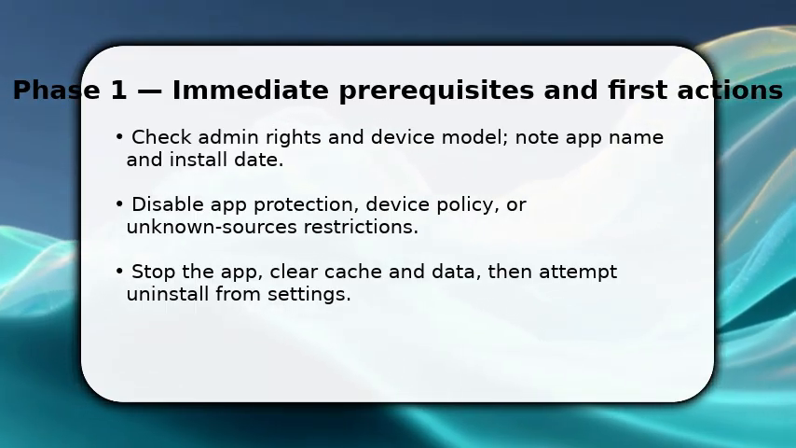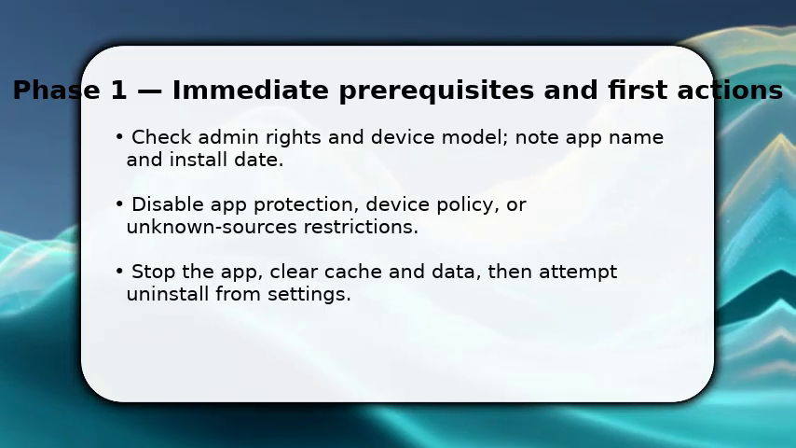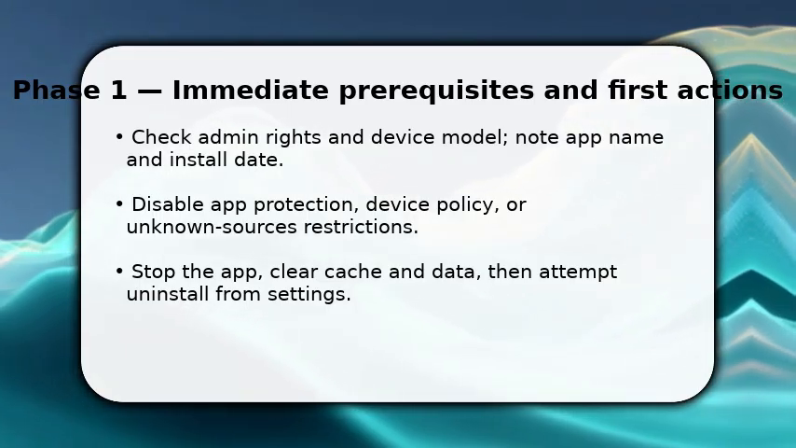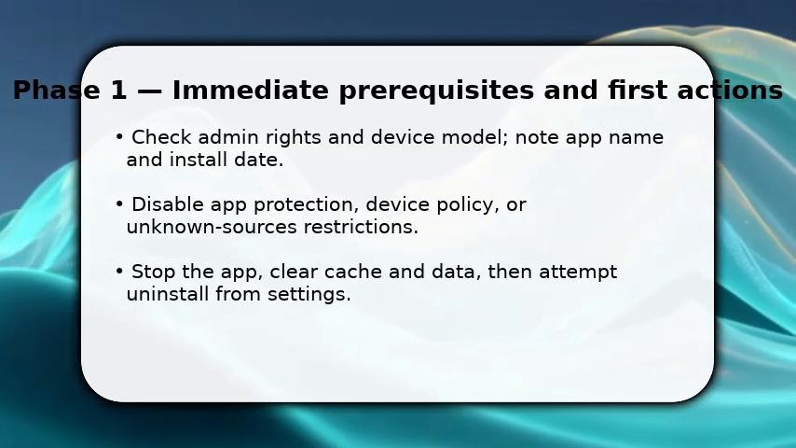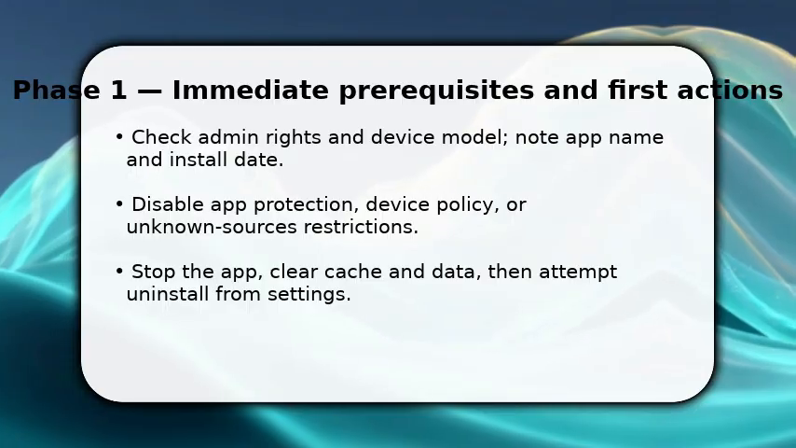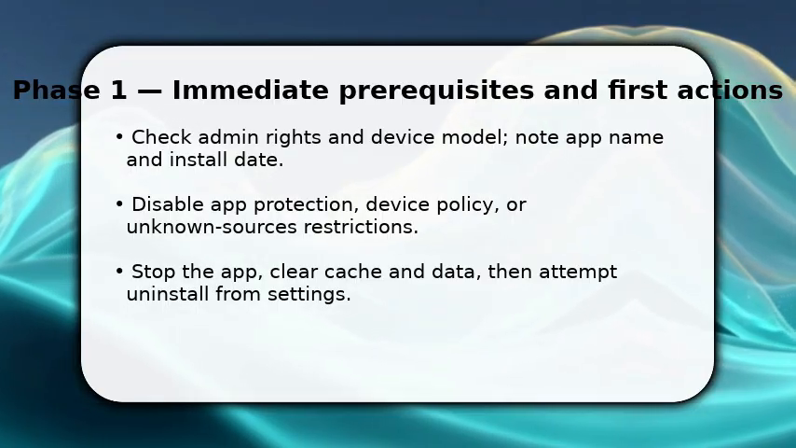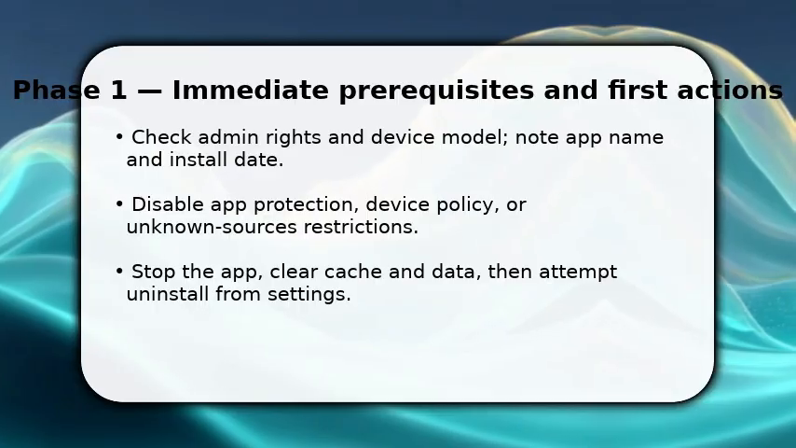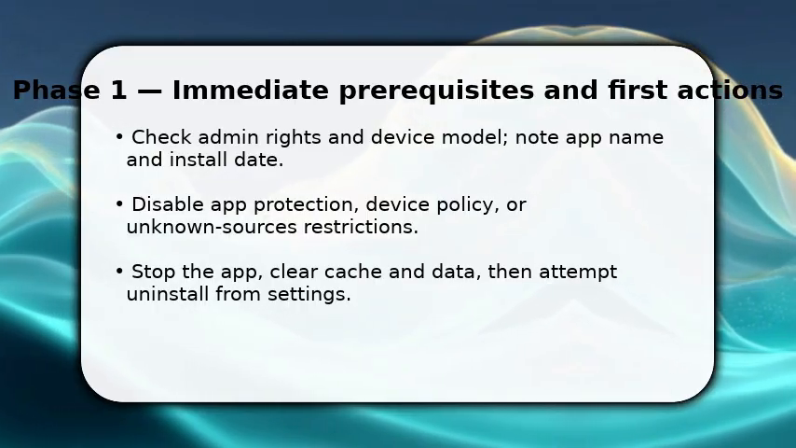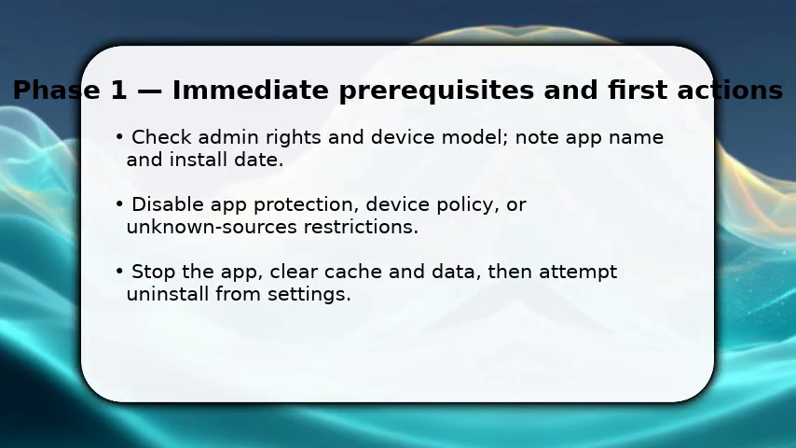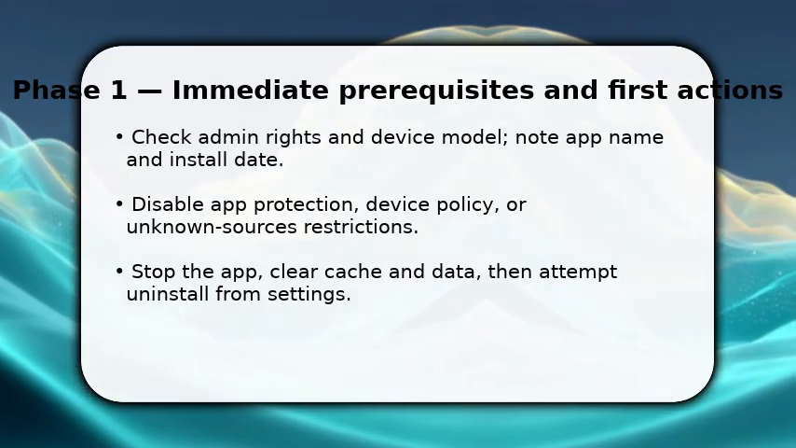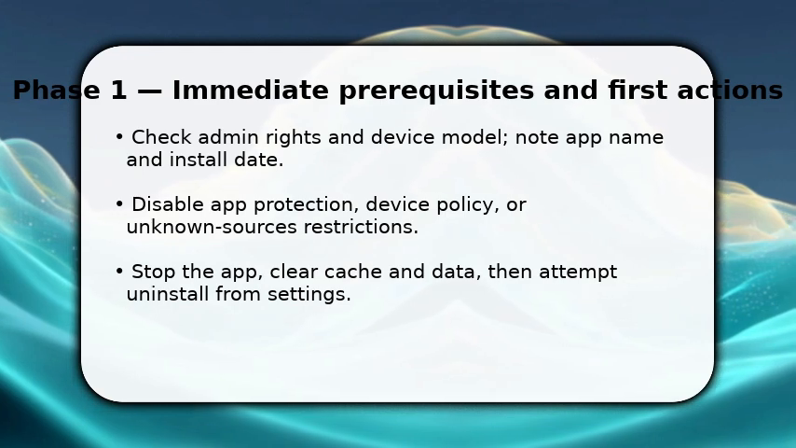You start by confirming you have administrator access and the exact app name. This matters because some tools require elevated rights. Once done, turn off protections that lock system apps or block uninstall, and remove device management profiles if present. Next, force stop the app, clear cache and data to prevent restart loops, and try uninstalling from settings. You perform these steps now to rule out simple permission and state issues before moving to deeper removal methods.